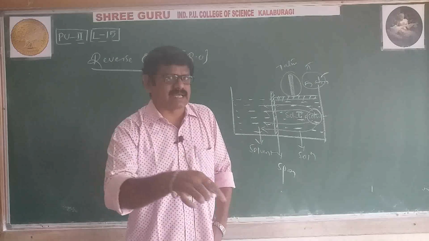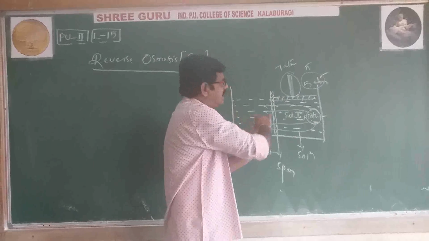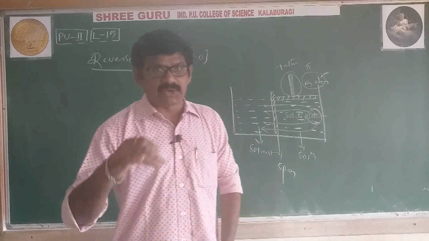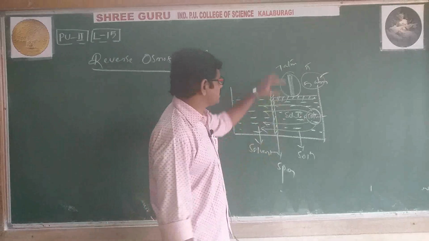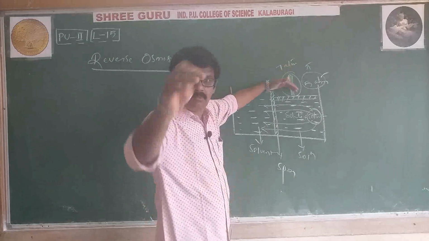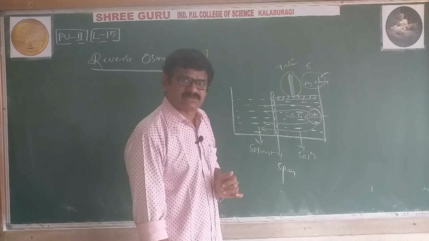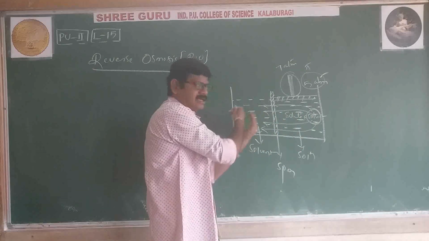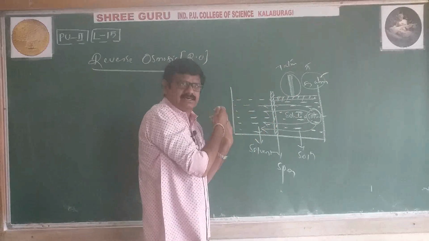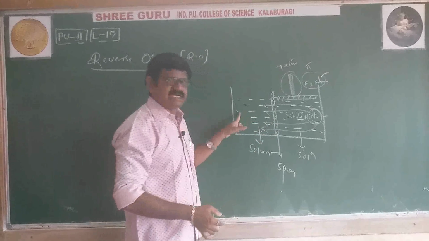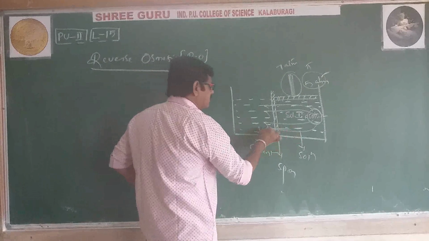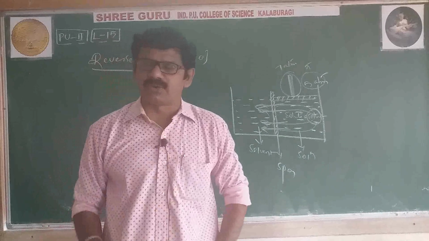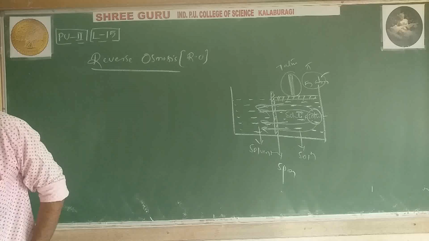In the osmosis process, what happened? Solvent travels to solution. That is the normal osmosis process. Now we are doing reverse osmosis. Reverse osmosis means we are applying pressure which is more than the osmotic pressure. In this case, the solvent molecules from the solution will enter through the semi-permeable membrane into the pure solvent in the reverse direction. That is, the liquid is moving. This phenomenon is called the reverse osmosis process.